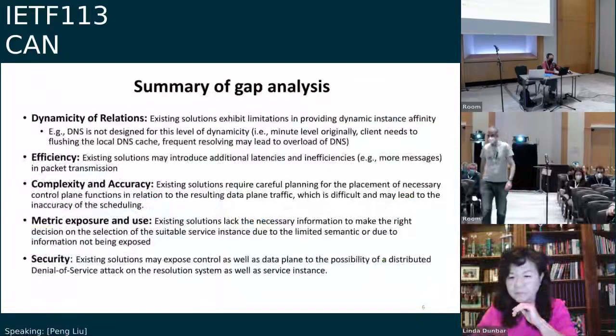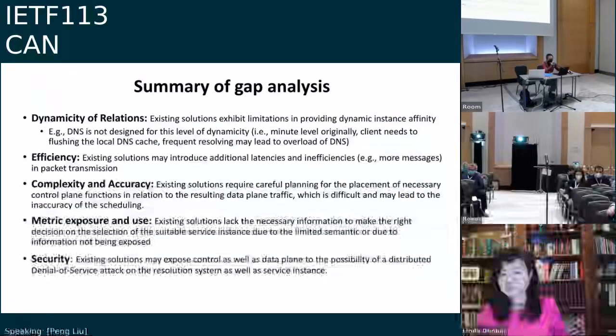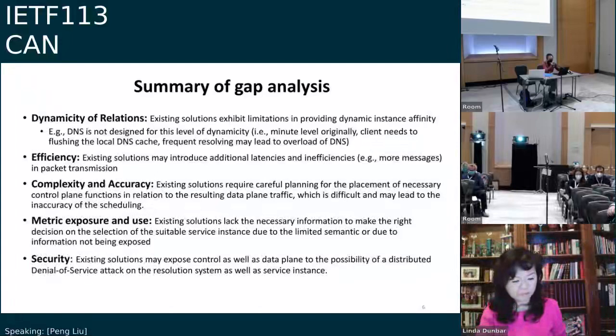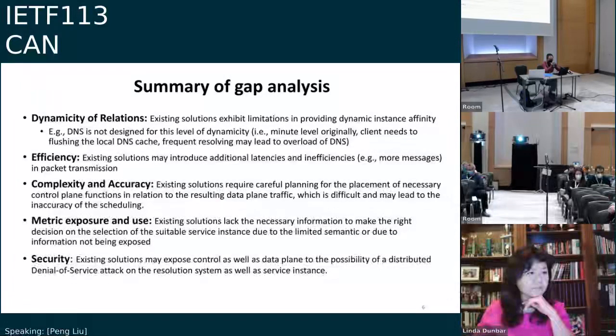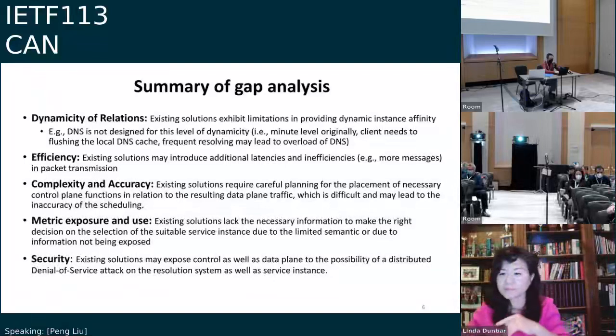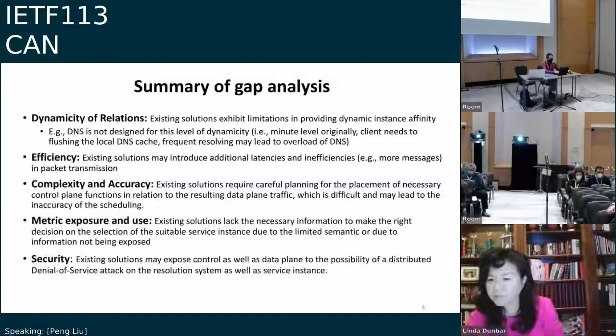Here's the summary of the gap analysis. First one is the dynamicity of relations. The existing solution exhibits limitation in providing dynamic instance affinity. There are two aspects. First is dynamically, and then to keep the instance affinity to an extent. We list the DNS as an example. It's not designed for this level of dynamicity. It's minute level originally, and the client is flushing the local DNS cache, and the frequent resolving may lead to overload of the DNS.